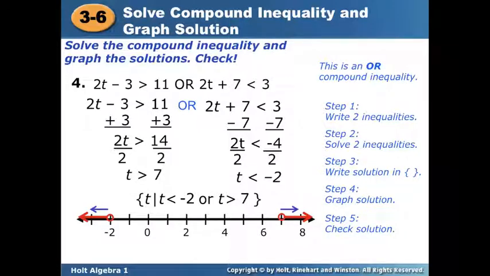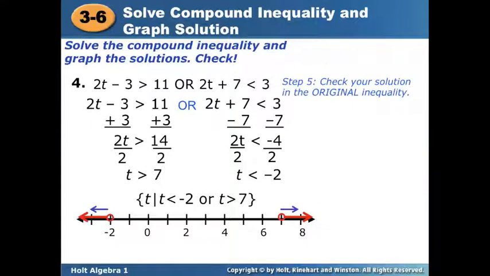Finally, we will check a solution from the shaded region. Because we have 2 shaded areas, we'll need to have two checks. Be very careful. Whichever area of the graph the solution came from is where you need to check your solution. So the 2t minus 3 is greater than 11 resulted in the solution t is greater than 7. So check a number in that portion of the inequality.